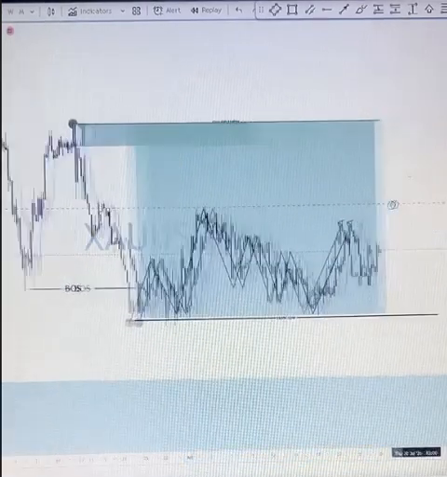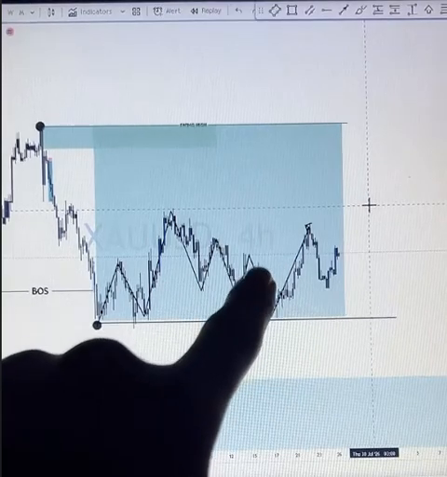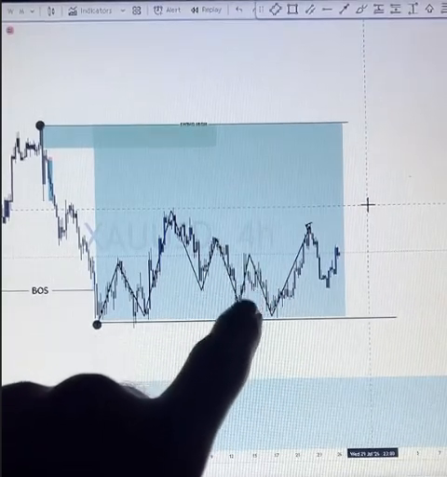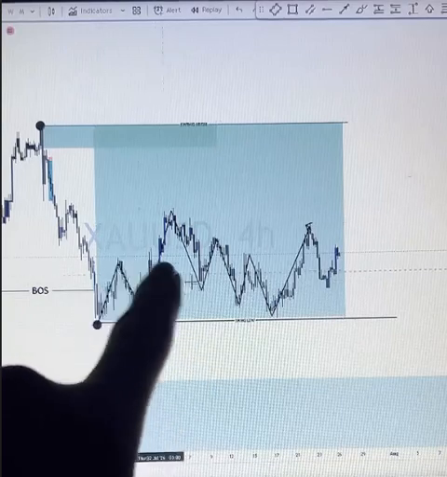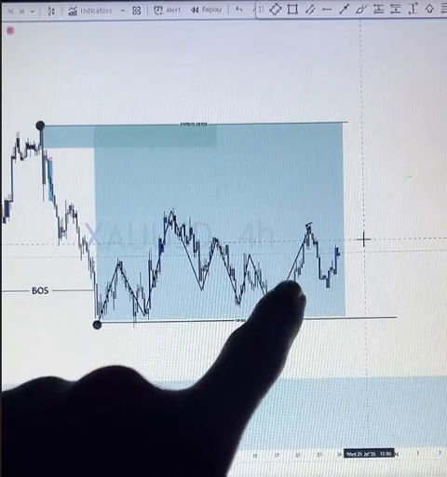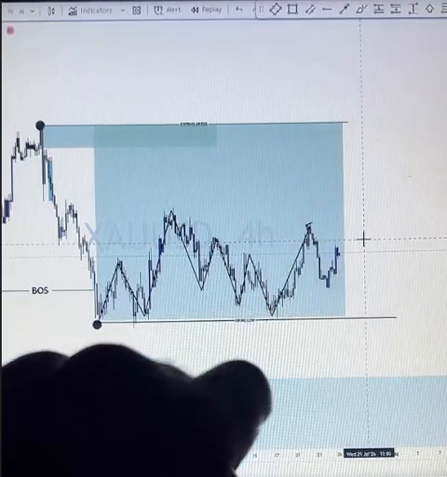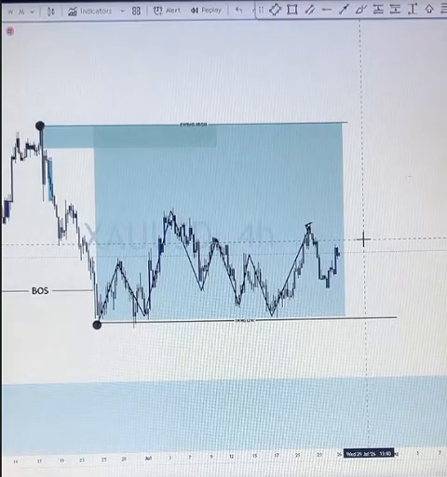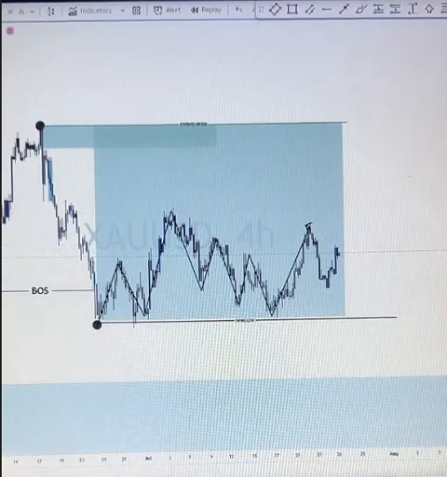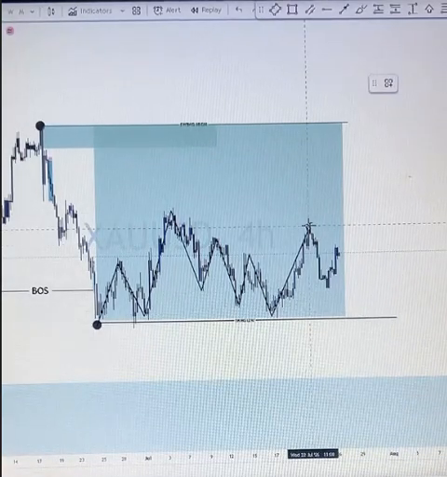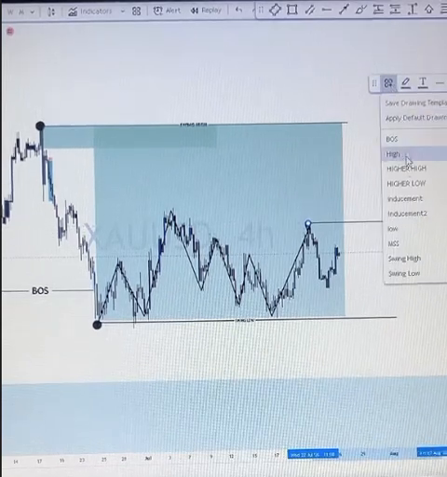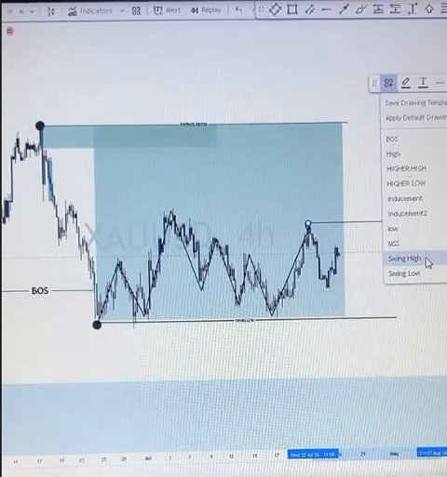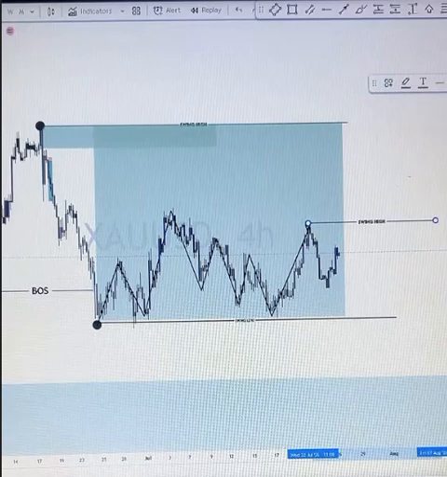Now, inside this internal structure, which is pullback going on right now, what is our direction? MBL, thank you. It is bullish. Now, with this in mind, it simply means you can trade pullbacks.